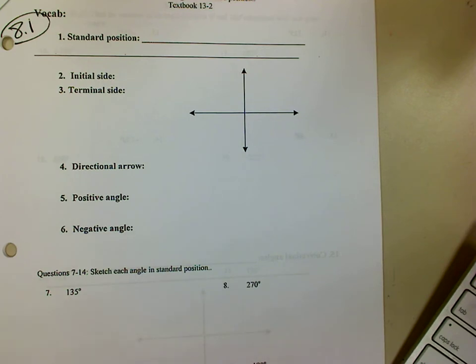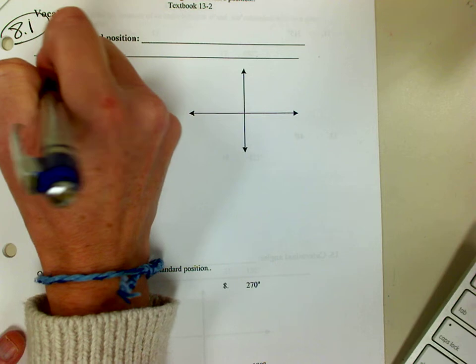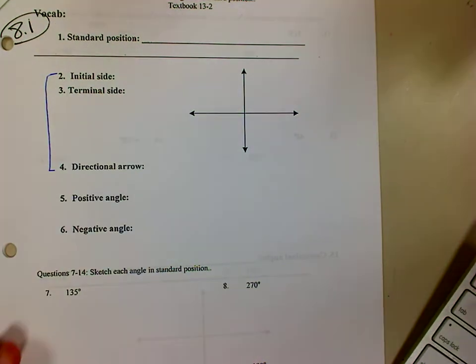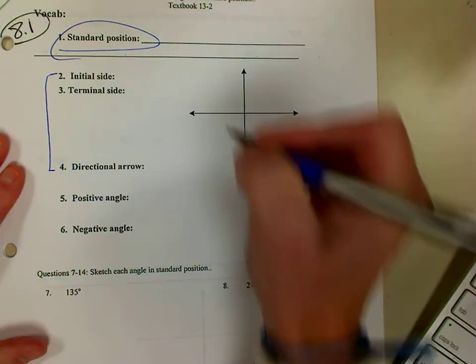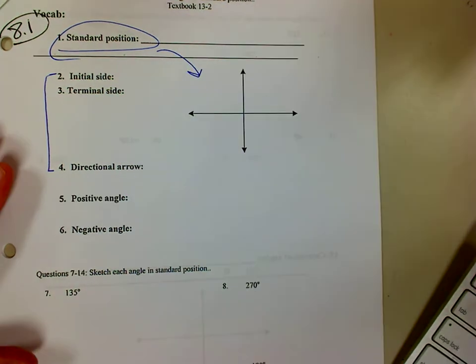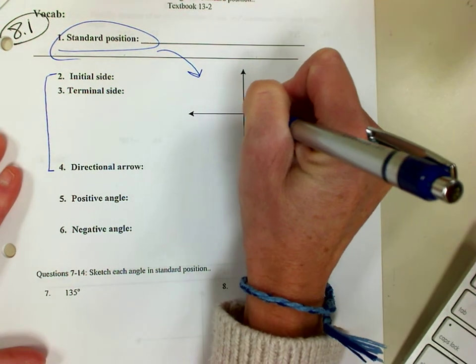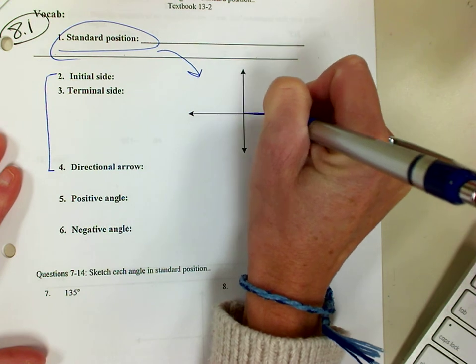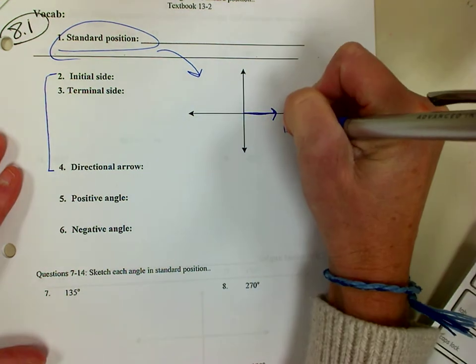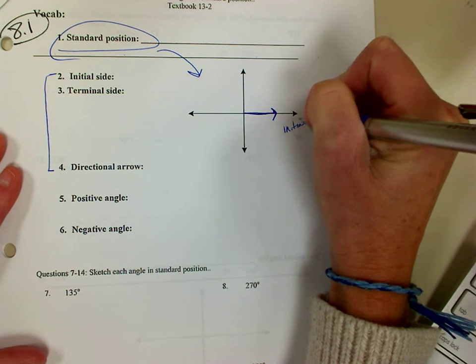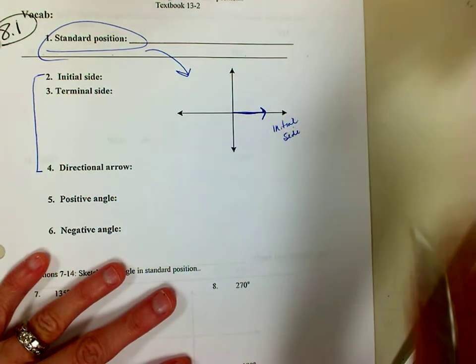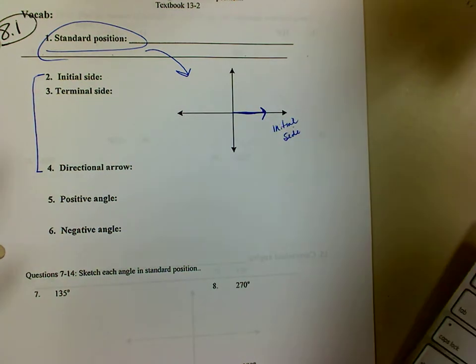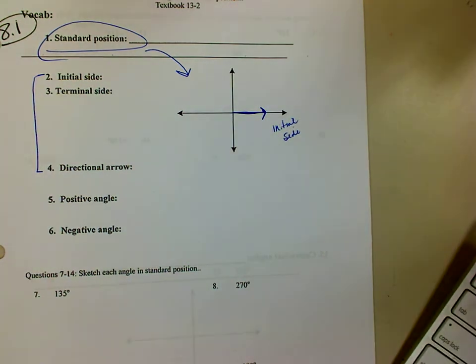So what I'm going to do is these first three things there that I grouped together, those all make up standard position. So instead of writing down a definition, I'm just going to draw a picture over here. This right here is always the initial side. It's always going to be the ray that's on the positive x-axis. And the terminal side is just the other ray.